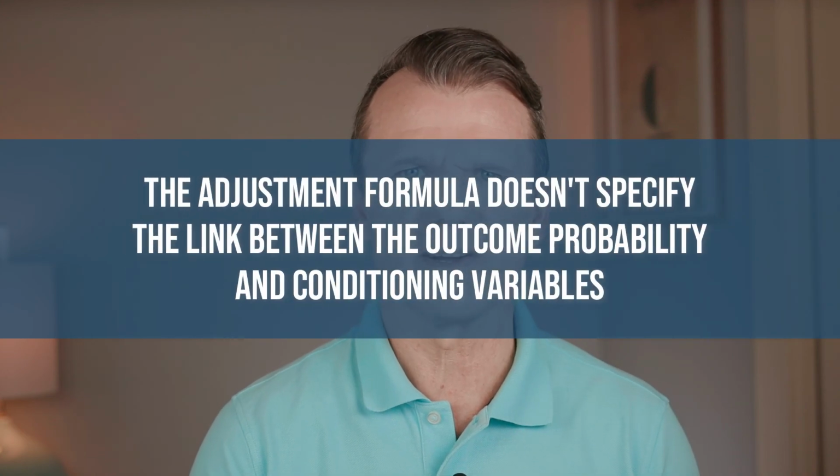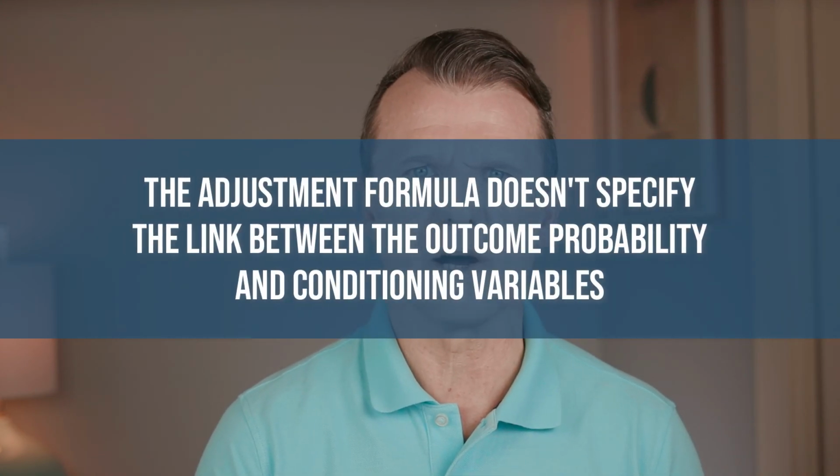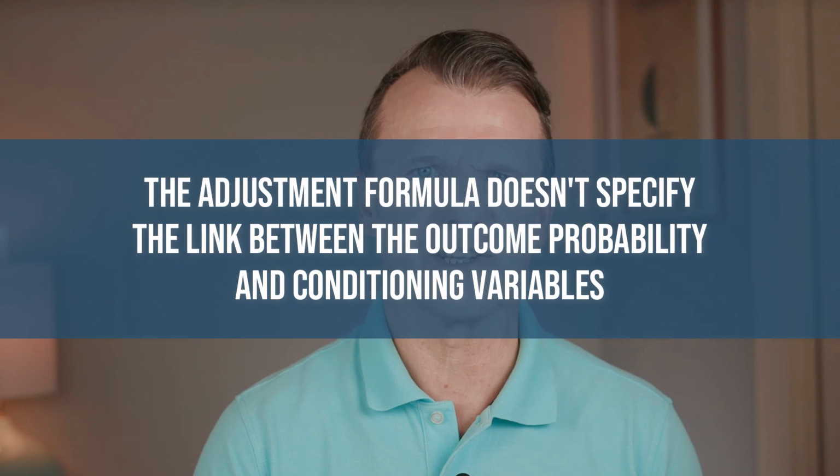So here is the main message. The adjustment formula doesn't specify the link between the outcome probability and conditioning variables. You learned that conditioning variables can define strata in many different ways, not only by their combinatorics. You learned how to use aggregate data and forest plots to communicate stratification and averaging.